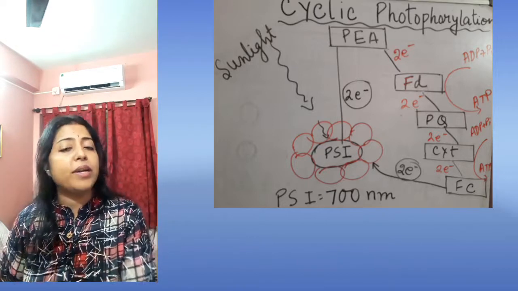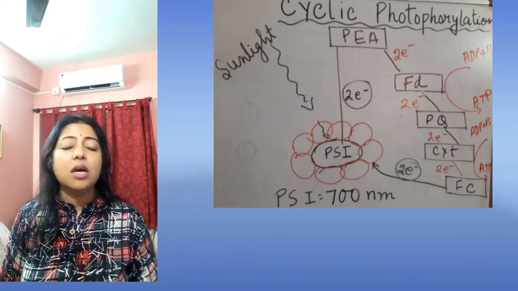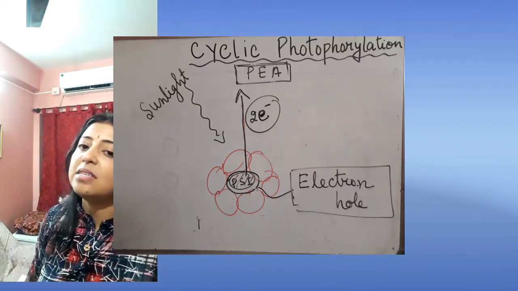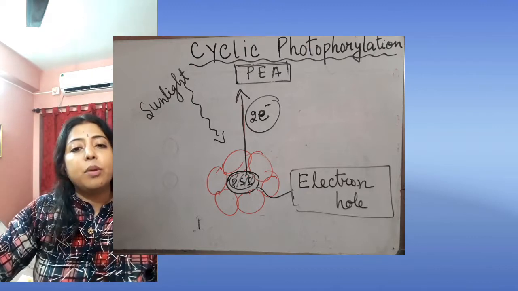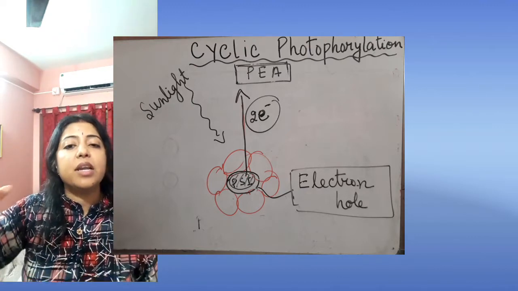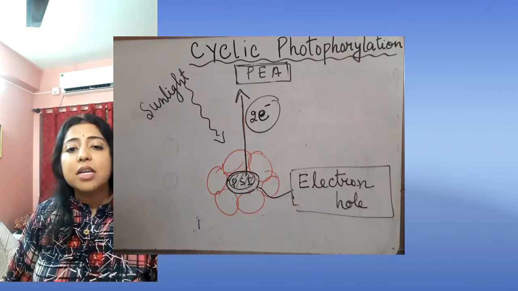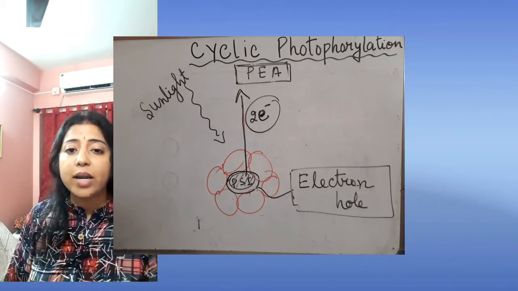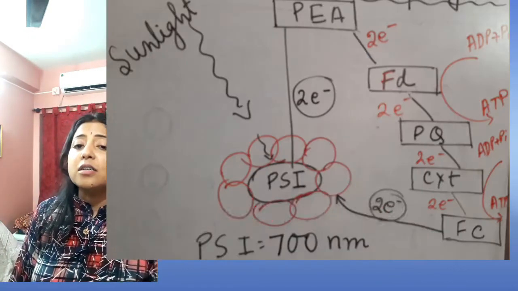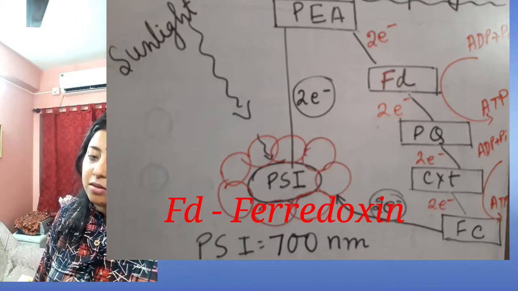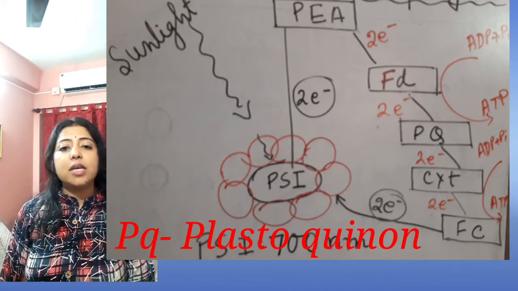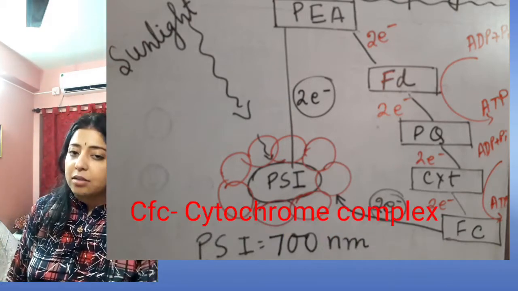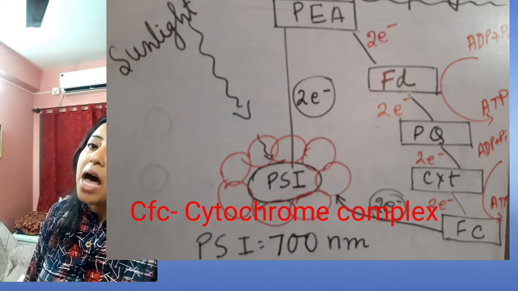Clear? While they release the electrons, one electron hole will be created in the PS1 system, and the electrons will be passing to the primary electron acceptor, and after that to the other electron transport chain. There are some lower gradients also. What are they? First one is FD, that means ferredoxin. Second one is PQ, that means plastoquinone. Third one is cytochrome complex, and fourth one is PC, that means plastocyanin.